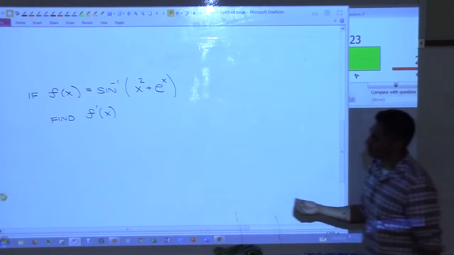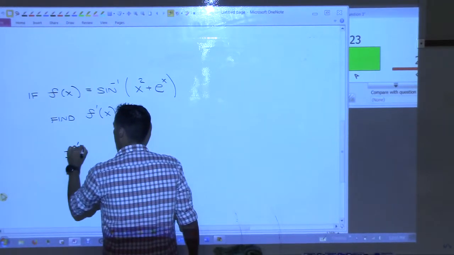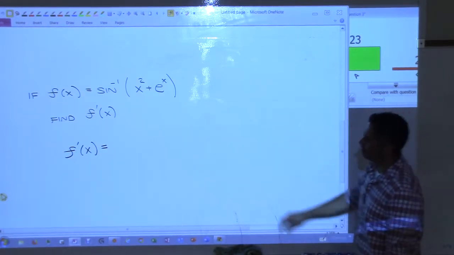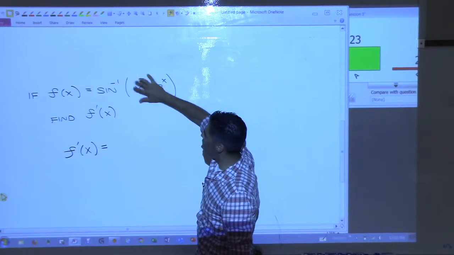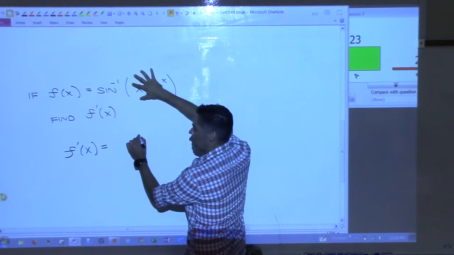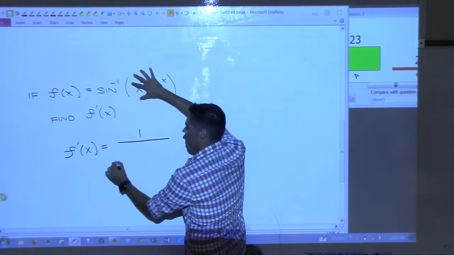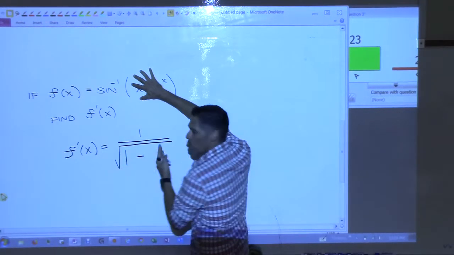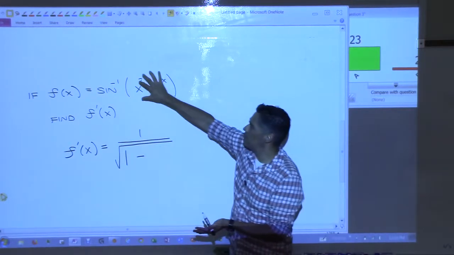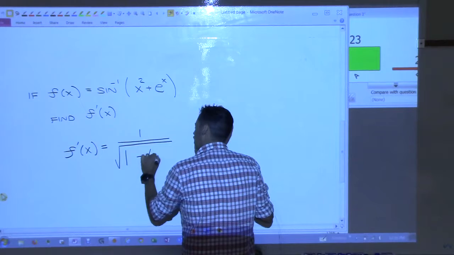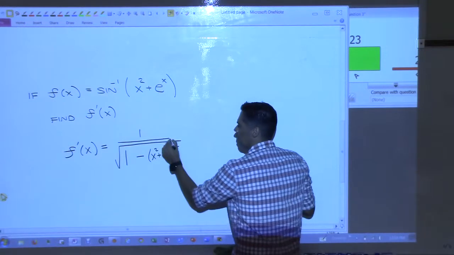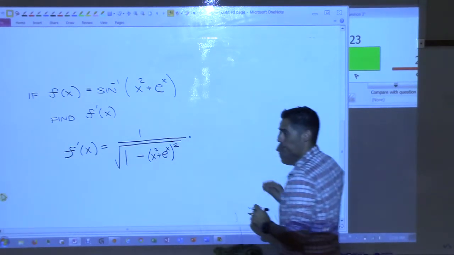So the derivative of this should be, let's see, what is the derivative of arcsine of this thing right here? If that were just x, what would the answer be? If this was just arcsine of x, what would our answer be? It'd be 1 over the square root of 1 minus x squared, right, if that were just x? But it's not x, it's everything in there, right? So we have to have x squared plus e to the x, squared. It's a formula, isn't it? That's like u.